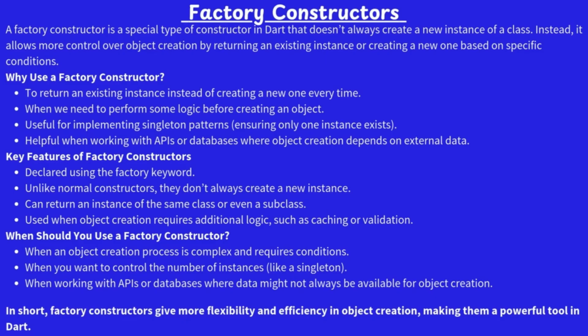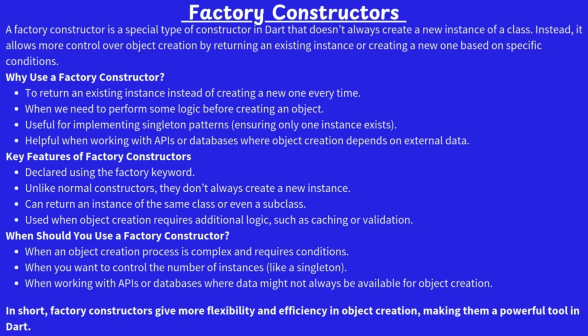When should you use a factory constructor? When the object creation process is complex and requires conditions. For example, if creating an object depends on fetching and validating data from a database, a factory constructor allows us to handle that efficiently. When you want to control the number of instances, like in a singleton pattern, where only one instance of a class should exist.